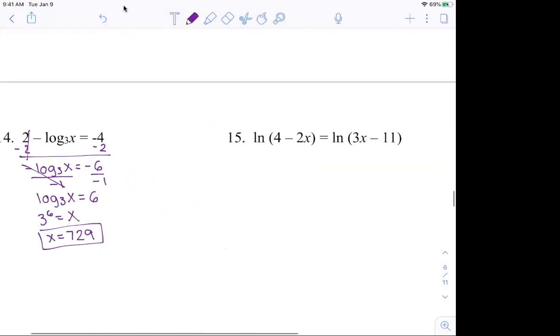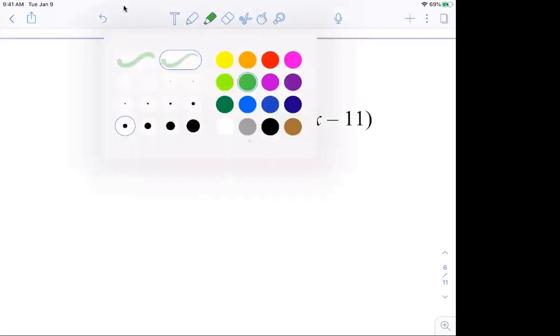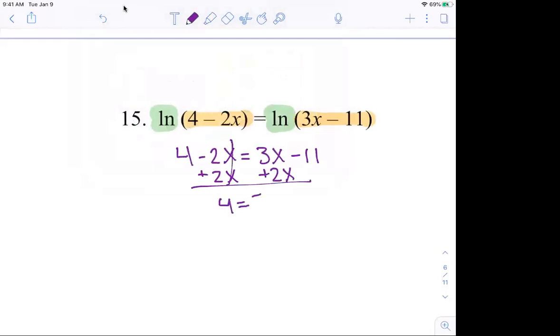All right, if we take a look at number 15, notice this problem is different. Notice you have a natural log on one side and a natural log on the other side. They are exactly the same, which means when we solve here, you can say 4 minus 2x equals 3x minus 11. This is actually pretty easy. So I'm going to add 2x to both sides. So I have 4 equals 5x minus 11. I'm going to add 11 to both sides. That gives me 15 equals 5x. Divide both sides by 5, and x is equal to 3.